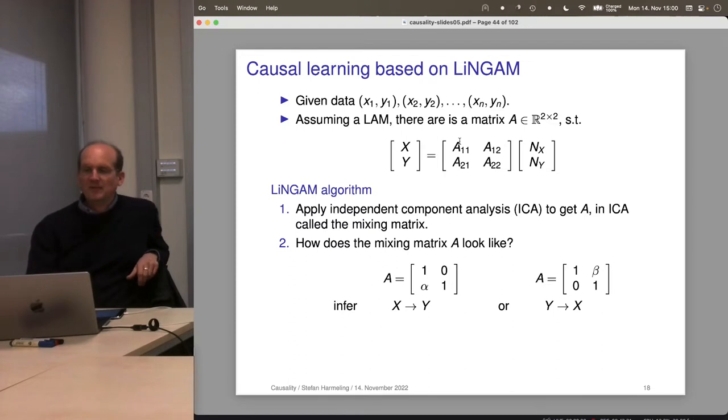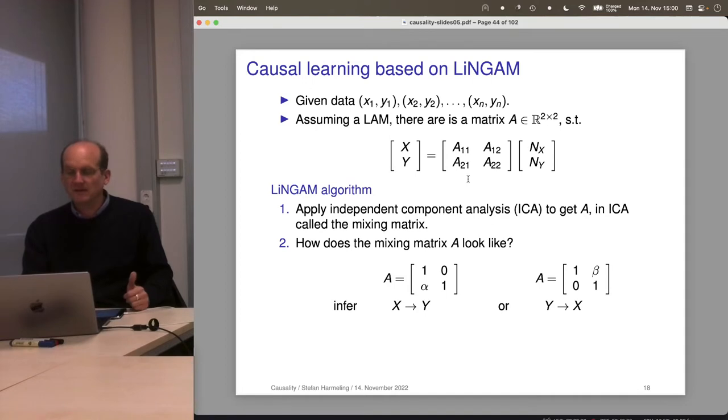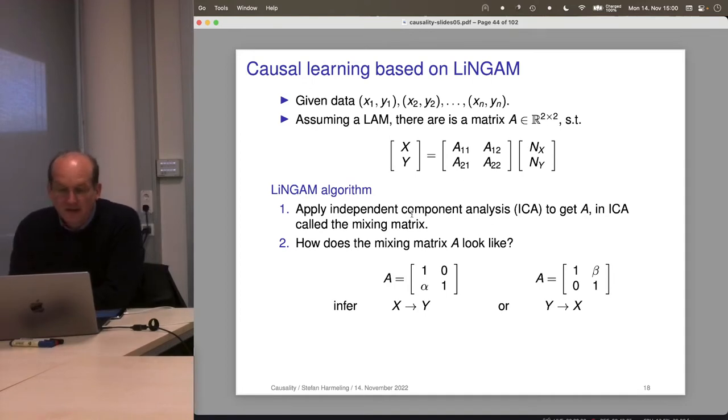So what have I written up here? Assuming a linear additive model means there is such a matrix to write the vector x, y as linear combinations of the noise. That's just because the noise is additive and I'm having a linear model. In principle, I can plug the x into the equation for the y, and then I get these coefficients. Now, just by finding this matrix and looking for where the zero is, I can identify the direction. And this can be done by ICA.